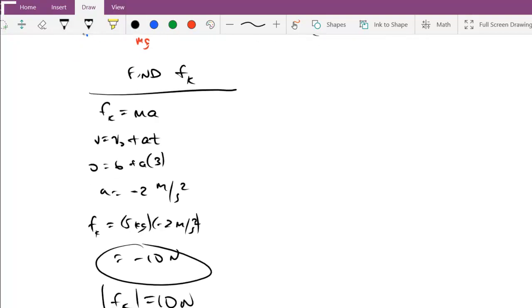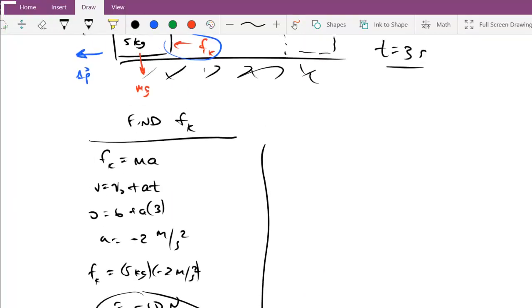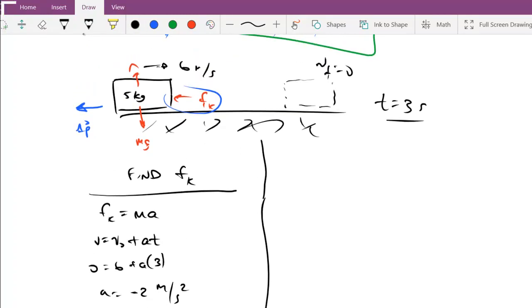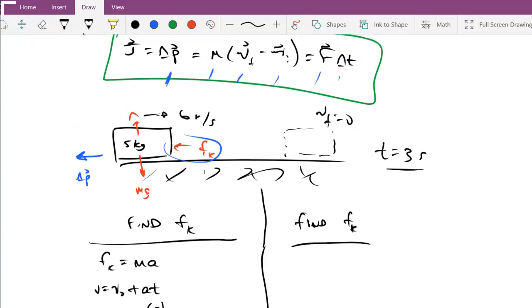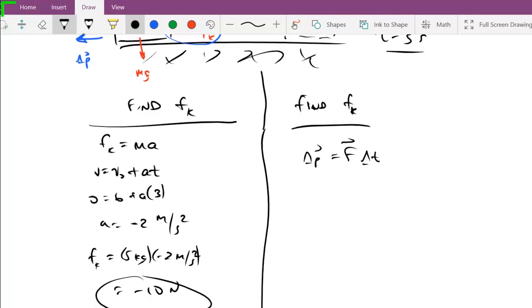So this is how we could have done it with kinematics and Newton's laws, or we can use the impulse momentum theorem. So let's do it a little bit differently here. So we want to find Fk, the kinetic friction force, and I know that my change in momentum is equal to a force applied over a time interval. So the change in momentum must be my final momentum minus my initial momentum, which is equal to my force applied over my time interval.